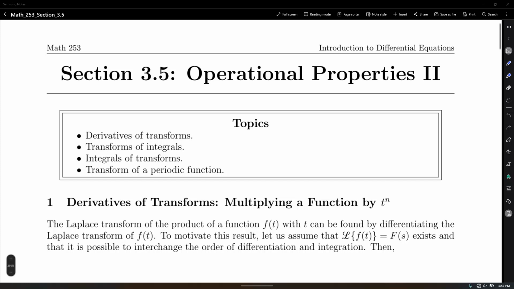Later, we're going to find transforms of integrals, which we haven't done. And then we're going to do the reverse, find integrals of transforms. And we're going to wrap up with the transform of a periodic function. These are very important, especially for you in engineering. Most of you are engineers where you work with periodic functions, whether in civil engineering or, most commonly, in electrical engineering.